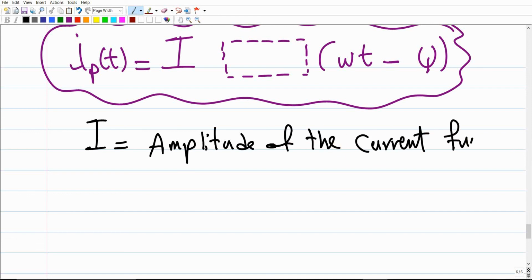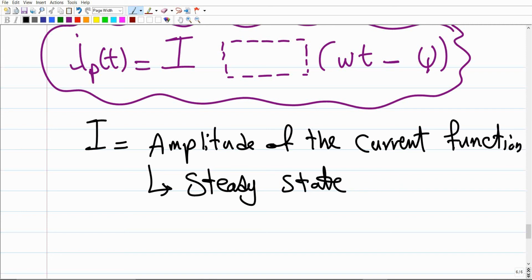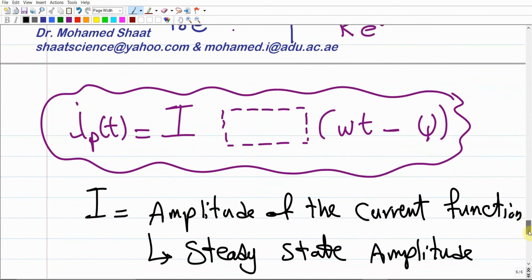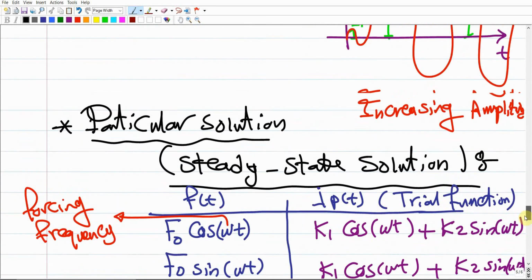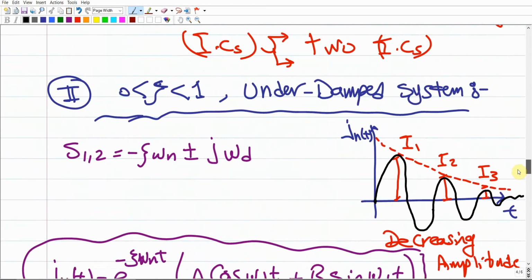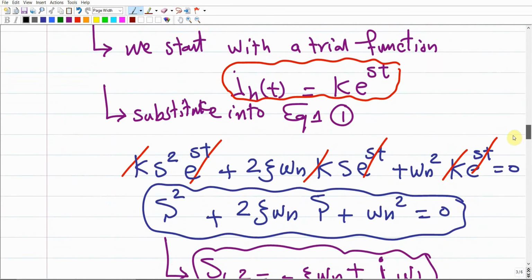This is the amplitude of the current function. But which amplitude? To be more accurate, this is the steady state amplitude, because we do have another amplitude up there. We said that the general solution of the current is composed of two things: homogeneous solution and particular solution. The homogeneous solution represents the transient behavior of the current, right?